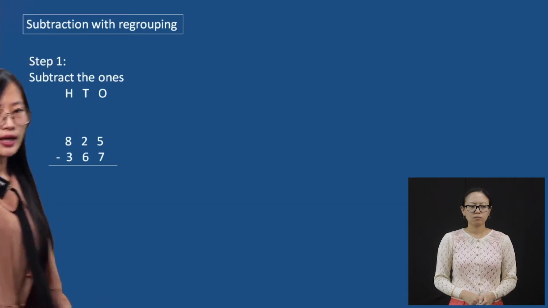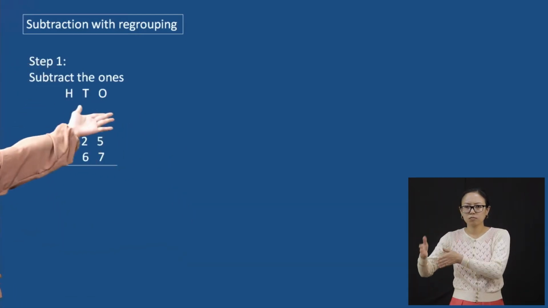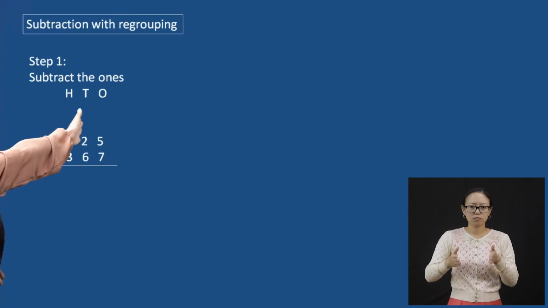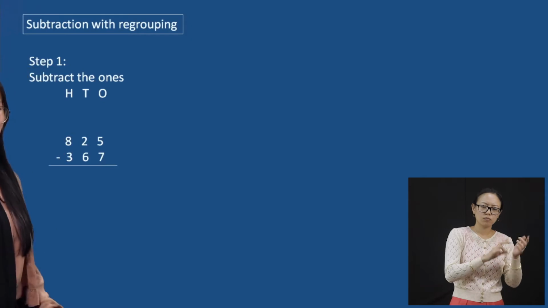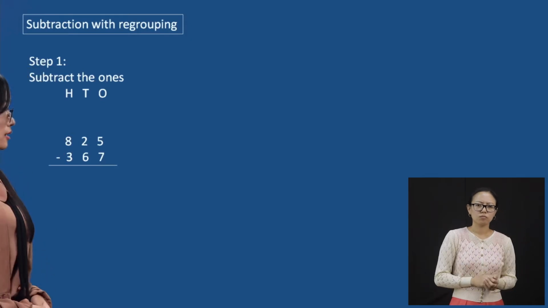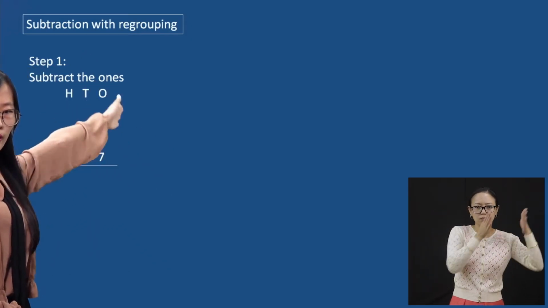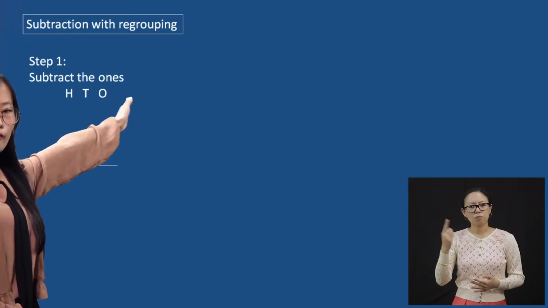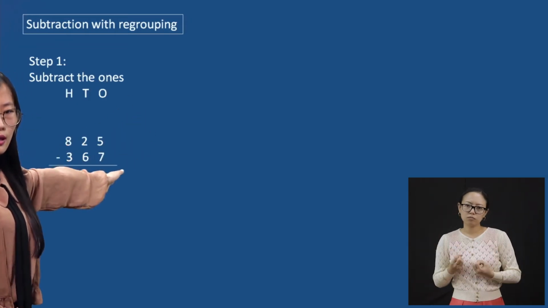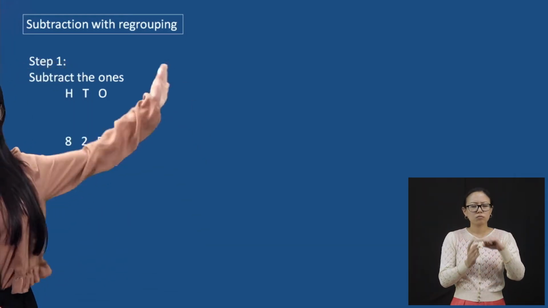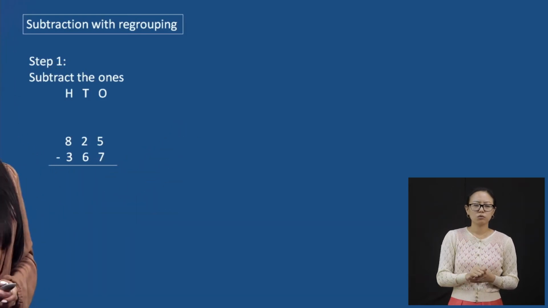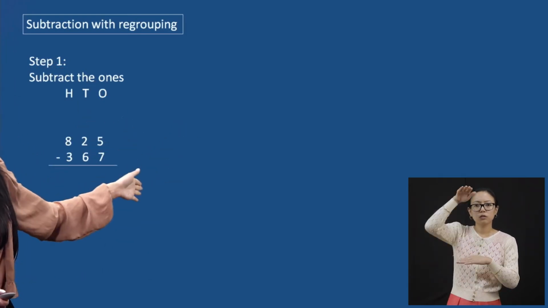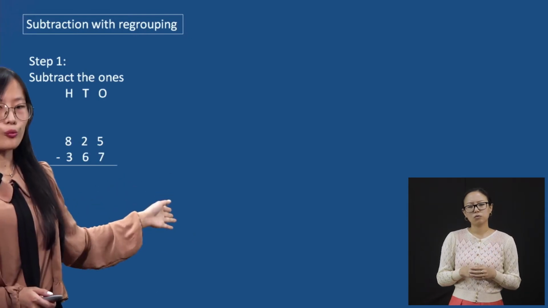So here, subtract the ones. Here are ones, tens, hundreds. Always arrange in columns according to the place value. And like addition, you will start from the right-hand side, which is from the ones place. In addition, I mentioned that you can add both ways, downward or upward. But in subtraction, we can only subtract downward. We won't be able to subtract upward.